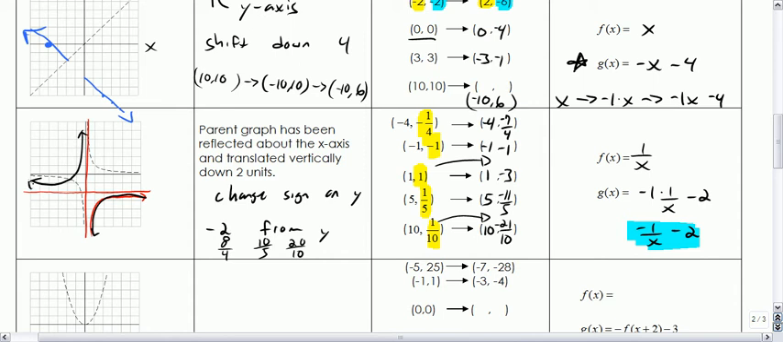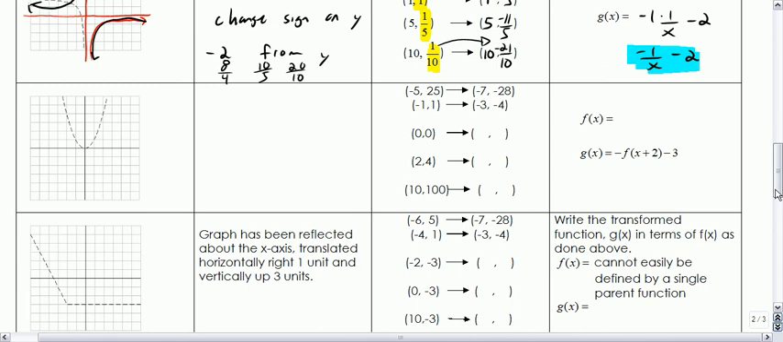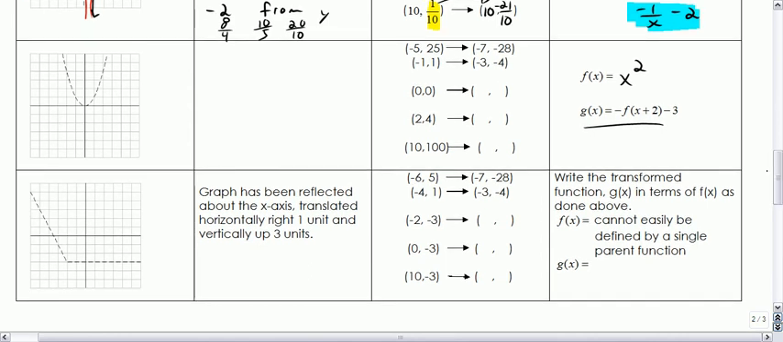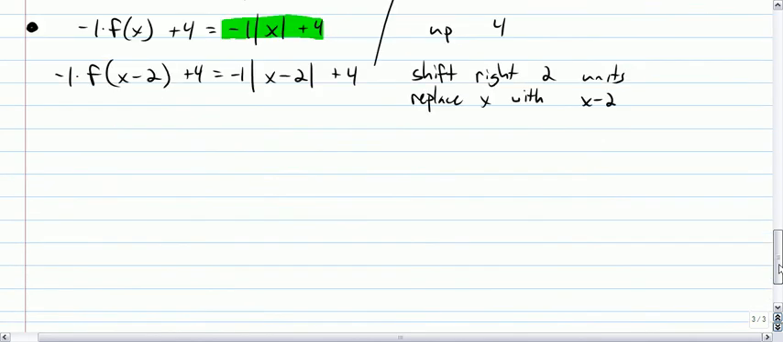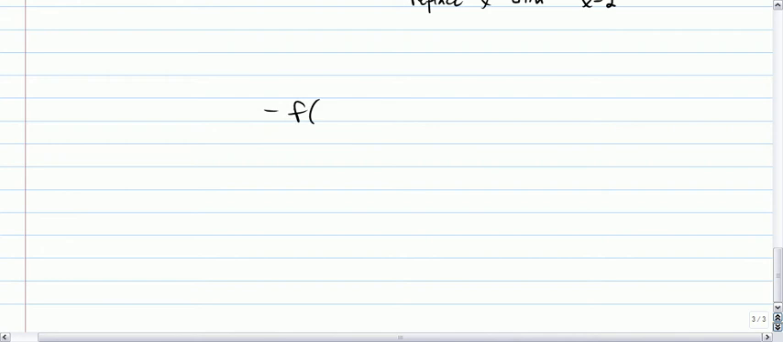Okay. A couple more. You're looking at f of x equals x squared. This one's a little different because you're looking at just a little different notation. So f of x is x squared. I got to examine negative f of x plus 2 minus 3. If I compare that to f of x, some things have happened.